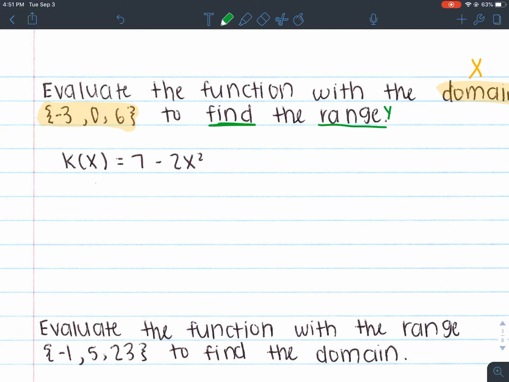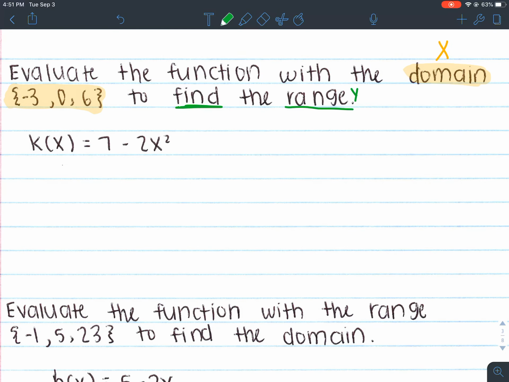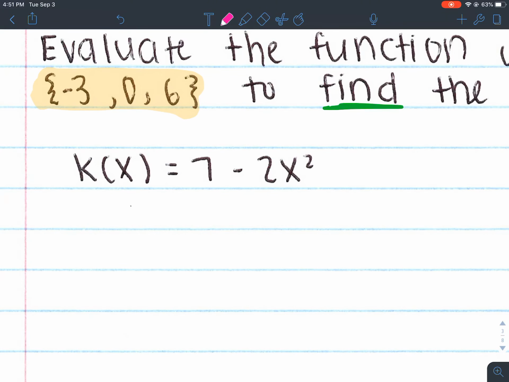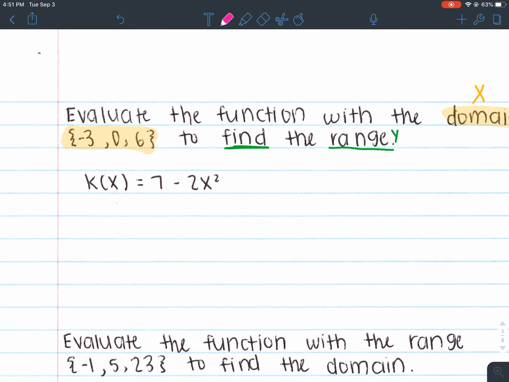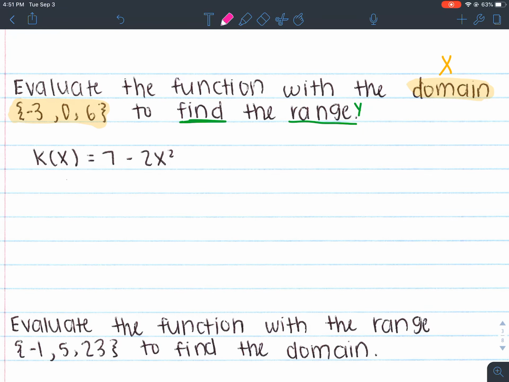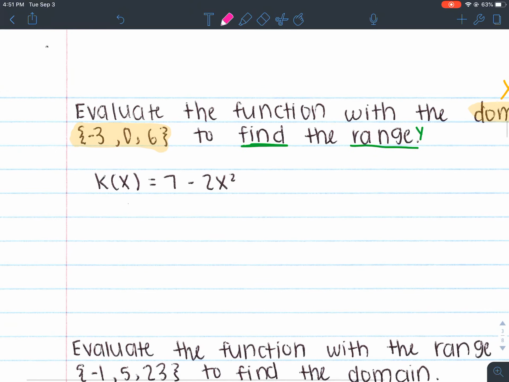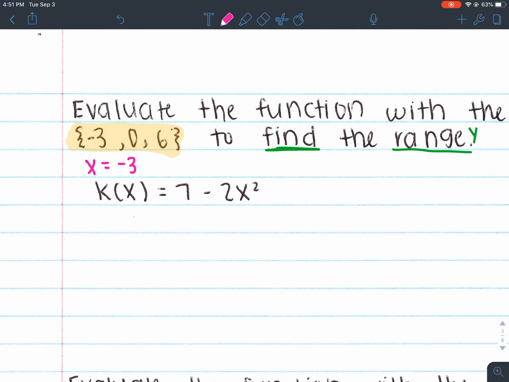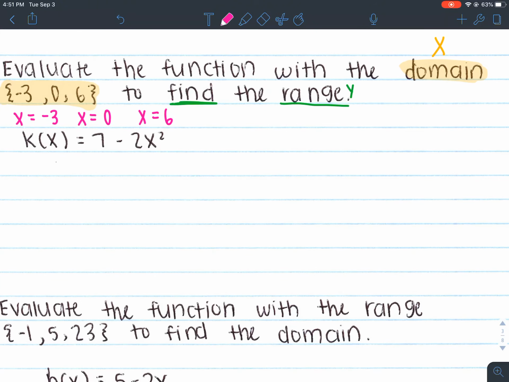Well, what is k of x the same thing as? If f of x is the same thing as y, then k of x is also technically the same thing as y, right? Given x, find y. Let's talk about this. What does this little curly braces mean? Well, it's just listing out some x's for me. Domain, -3, 0, 6, which means I have 3 x values. I have x equals -3, I have x equals 0, and I have x equals 6. And I'm going to take each of those x values and evaluate. So I'm going to do x equals -3 first.